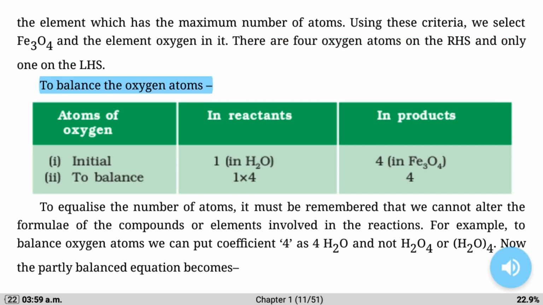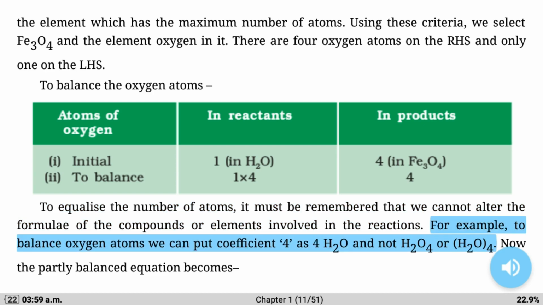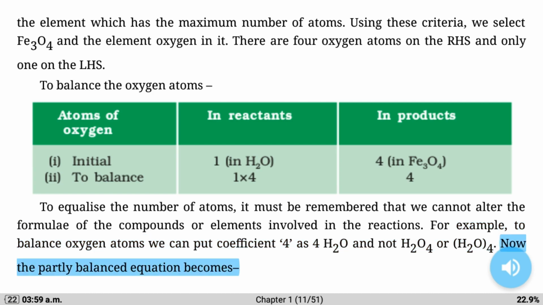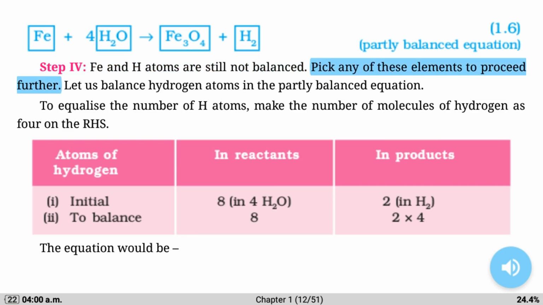To balance the oxygen atoms, to equalize the number of atoms, it must be remembered that we cannot alter the formulae of the compounds or elements involved in the reactions. For example, to balance oxygen atoms we can put coefficient 4 as 4H2O and not H2O4. Now the partly balanced equation becomes: Step IV. Fe and H atoms are still not balanced. Pick any of these elements to proceed further.